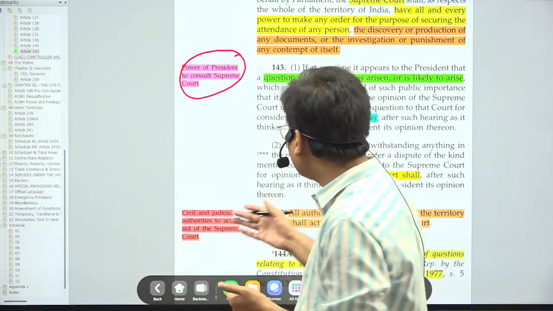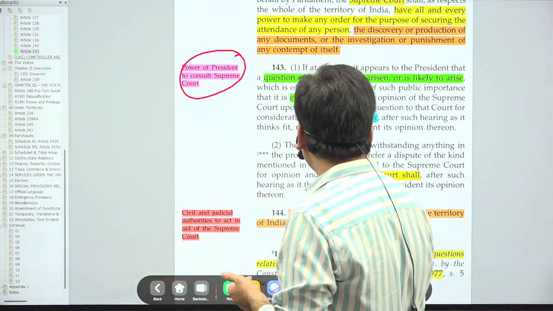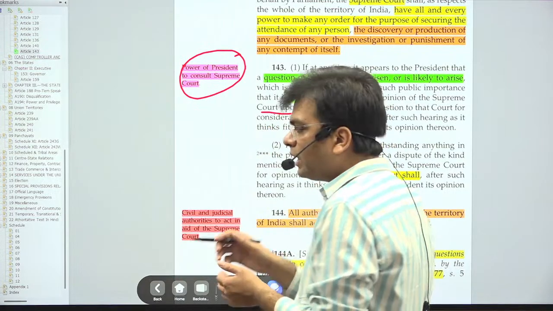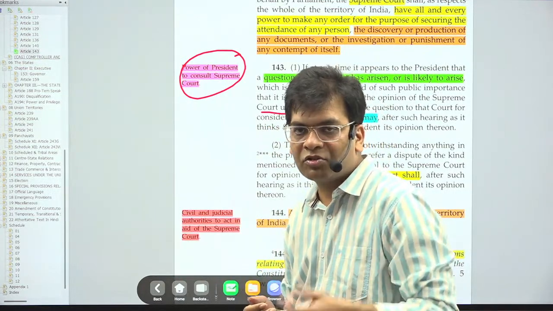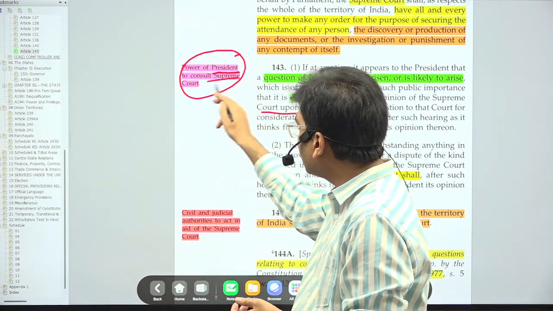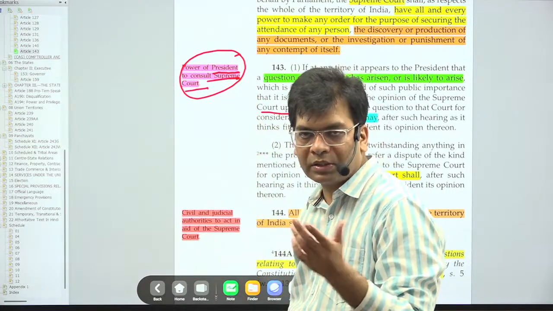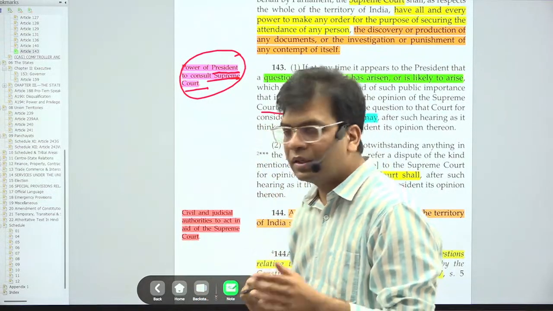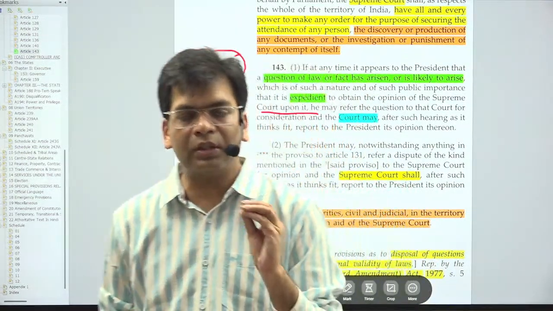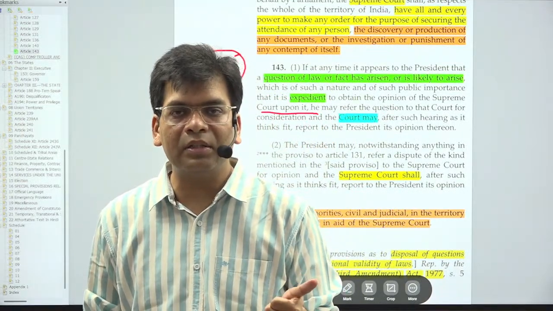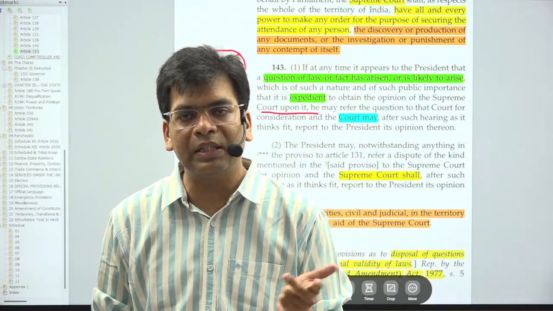Or if there is a question of substantial law that impacts a lot of areas of our Constitution, in that case the President can ask the Supreme Court for their view, their opinion, on this. Whenever such a question is asked, the question comes up: how many judges will decide? Will it be a single judge, a two-judge bench, or a three-judge bench?